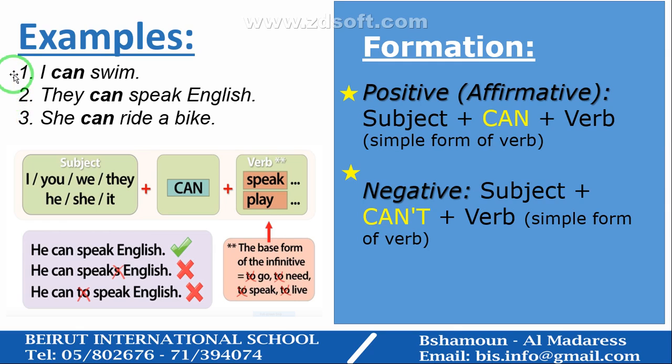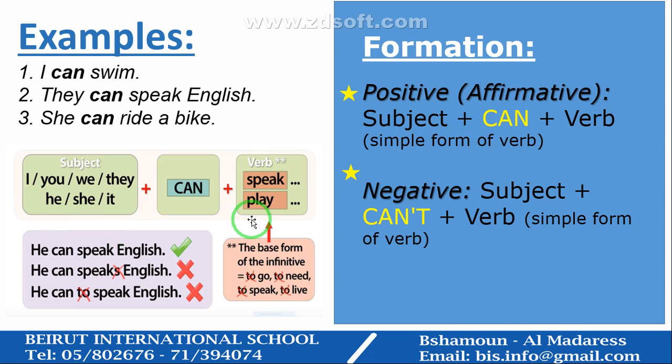The formation in these three sentences is the same. We start with the subject, then can, and then the verb in its simplest form, simple form of the verb. So please be sure to have the verb all the time in its simplest form. We have an example over here using pronouns I, you, we, they, he, she, or it. You can use a proper noun or a common noun even. Then you follow that by can, and then the verb, as we said, in its simplest form.